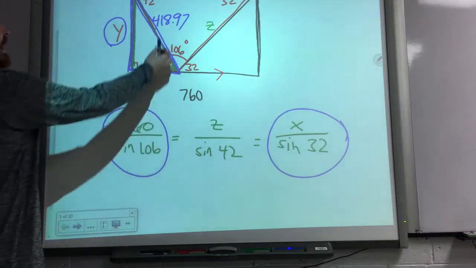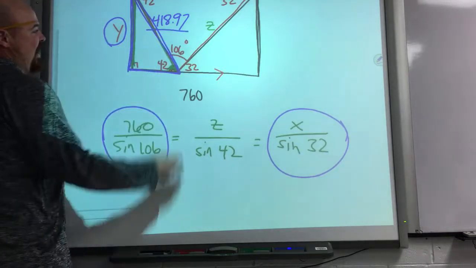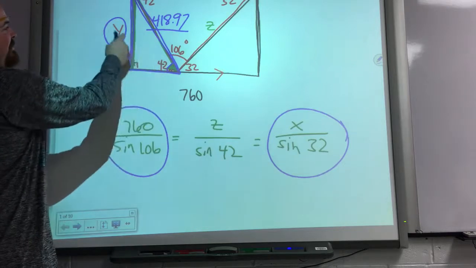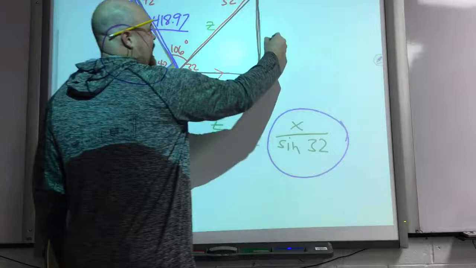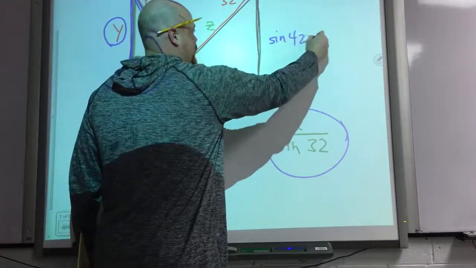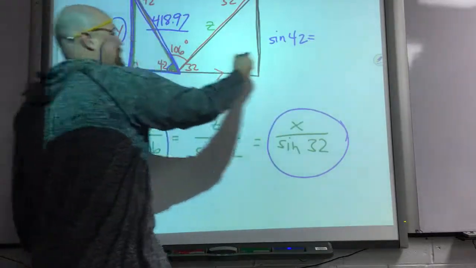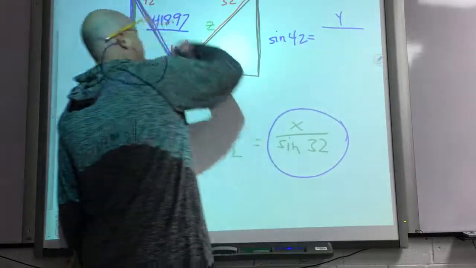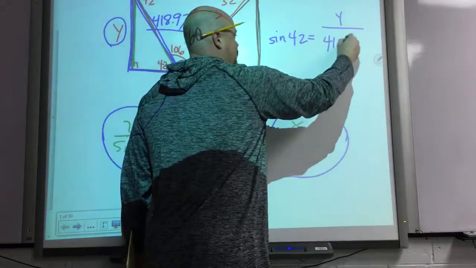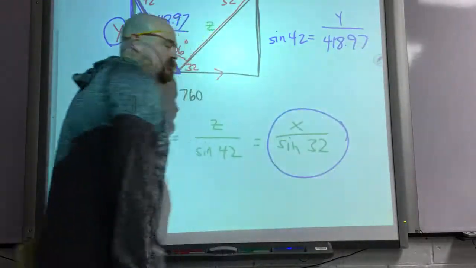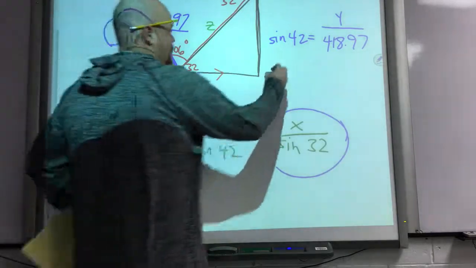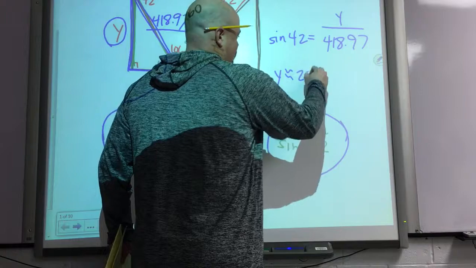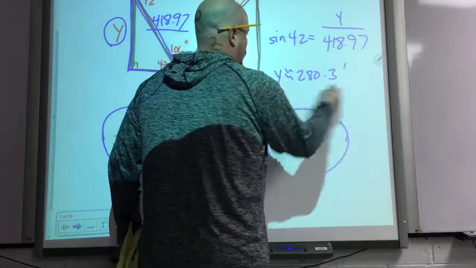Okay, so now that I have this side length, I can use this angle and a sine ratio to solve for y. So what would that look like? That would be the sine of 42 is equal to the opposite side over this hypotenuse, 418.97. Okay, type that into your calculator, and I believe we get y is approximately 280.3.